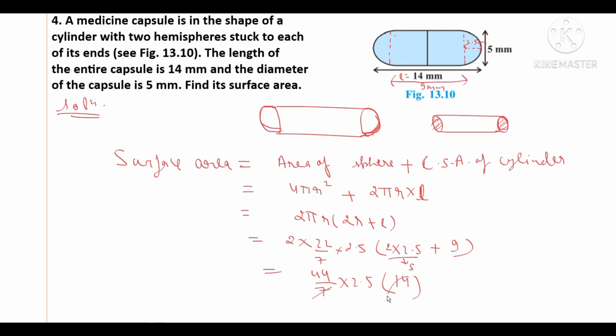Are you doing it in your copy? Keep doing along with me. Then it becomes 44 into 5, so let's multiply it. 5 fours are 20. 5 fours are 20 plus 2, 22. So 222 mm square is the surface area. Are you getting it?